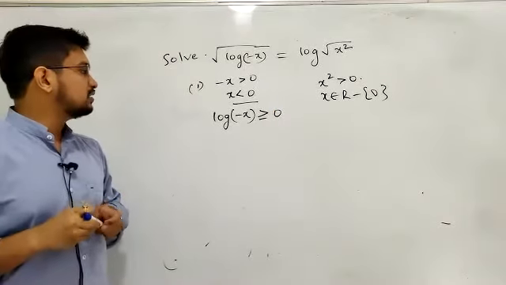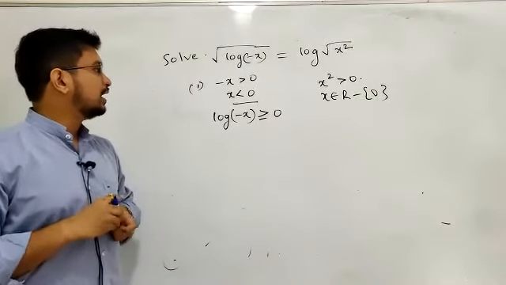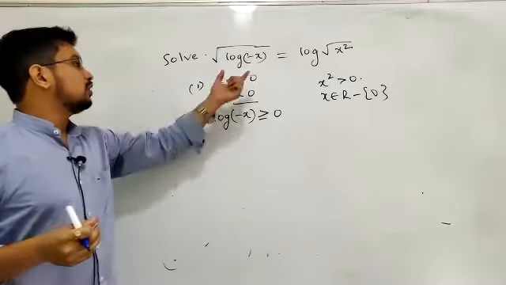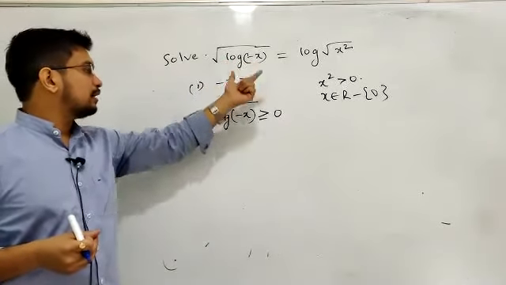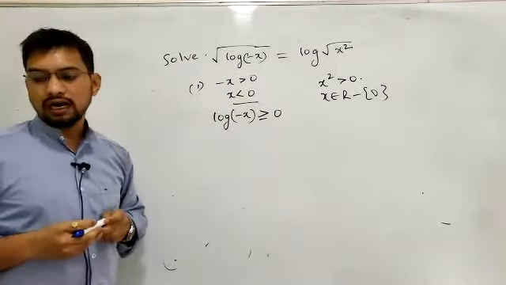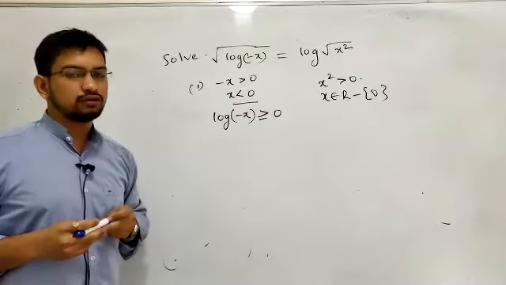Whatever you will be getting, this is log of minus x, this must be greater than or equal to 0. That is what you will be getting, because whatever you are writing under the root, that part must be greater than or equal to 0. Only when it is greater than or equal to 0 will it be satisfied again.